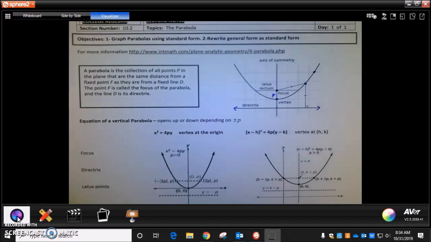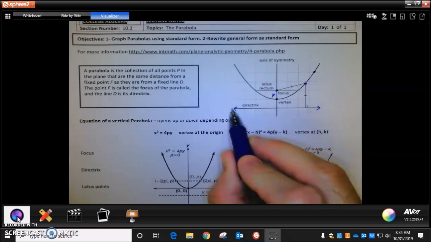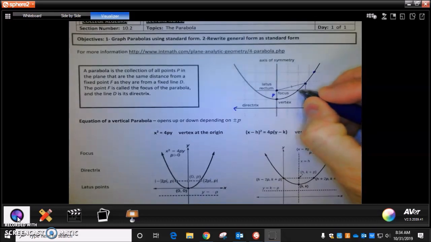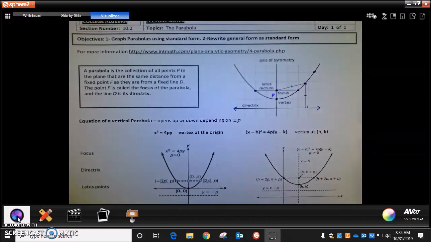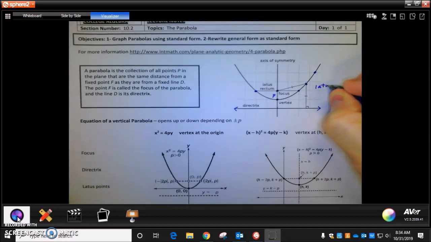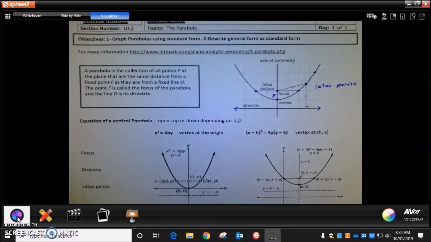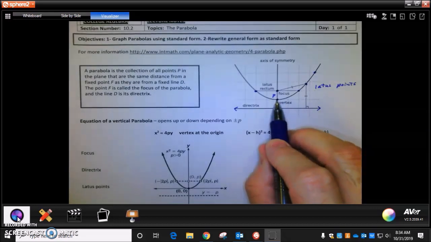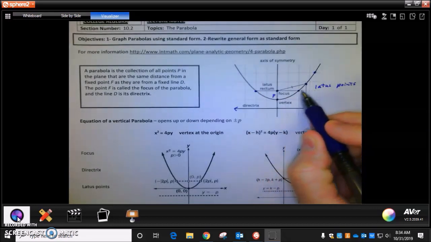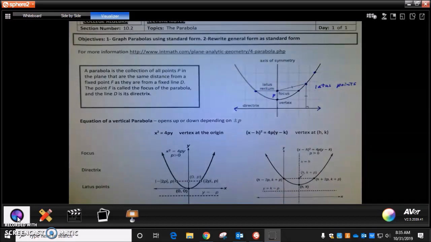When we graph a parabola, we're going to want to graph the vertex, we're going to graph the focus, we're going to graph this directrix down here, and we're going to graph two other things, this point and this point. And these are called lattice points. And besides the vertex, these are the only 2 points that are actually on the parabola that we're going to graph. But once we have our vertex and once we have these 2 lattice points, then we can just get the shape of our parabola. Okay? So that's kind of the definition of a parabola.